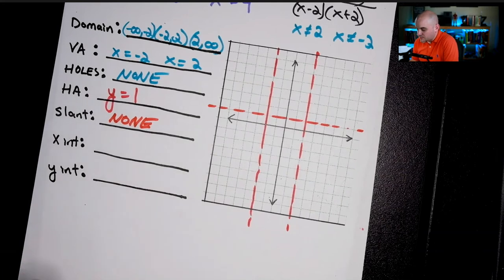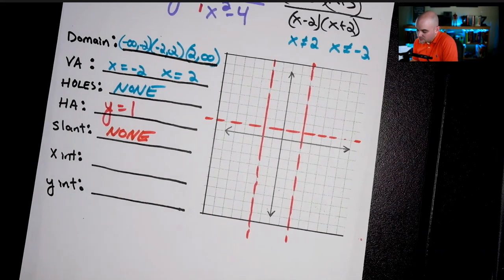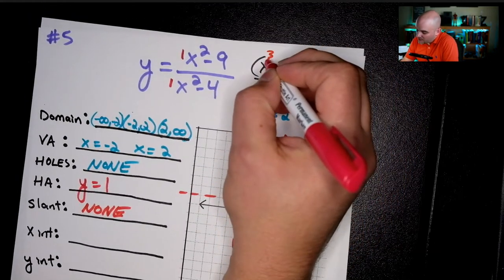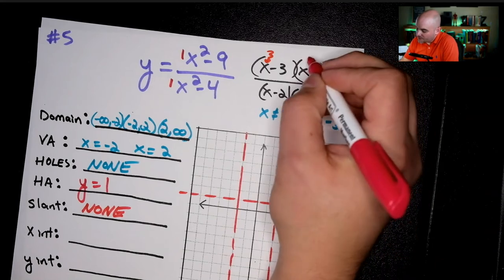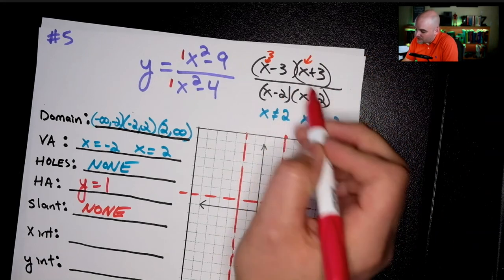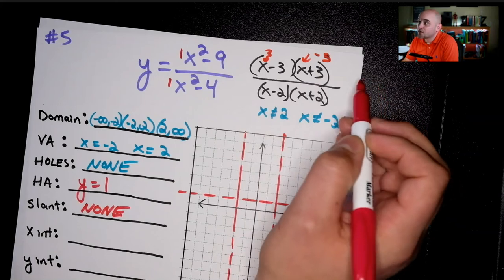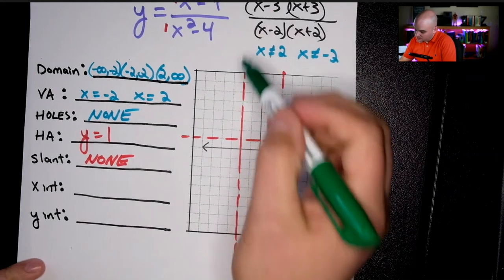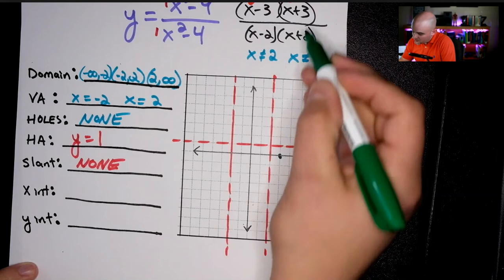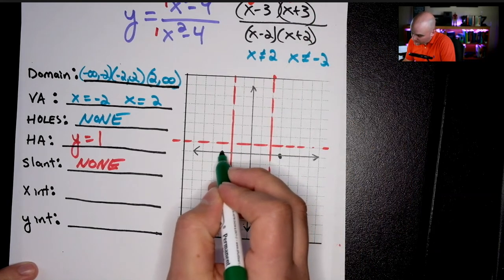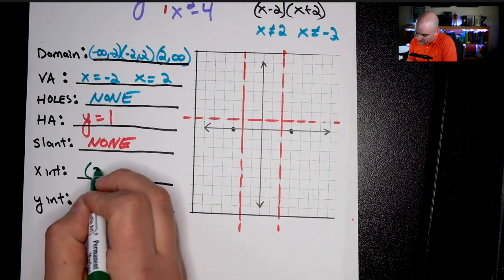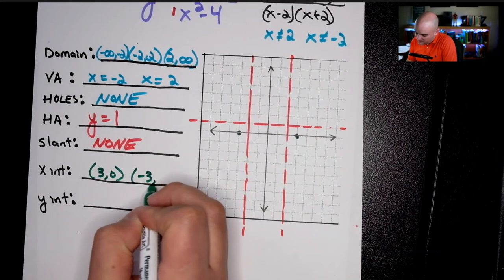All right, there's no slant asymptote because we've already got a horizontal one there. The x-intercept. X-intercept happens when y is equal to 0. So what makes y equal to 0? Well, that would be if 3 went in right here for x, the whole thing would go to 0. Or if -3 went in for x, the whole thing would go to 0. So I've got two intercepts there. Let's go ahead and graph those. I've got one at 3 and then one at -3. So let's see here. X-intercepts at (3, 0) and (-3, 0).